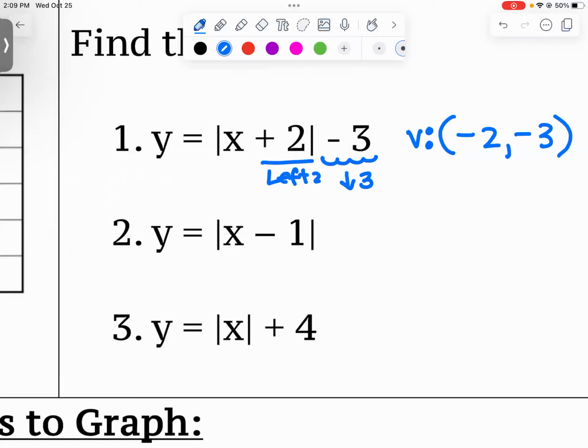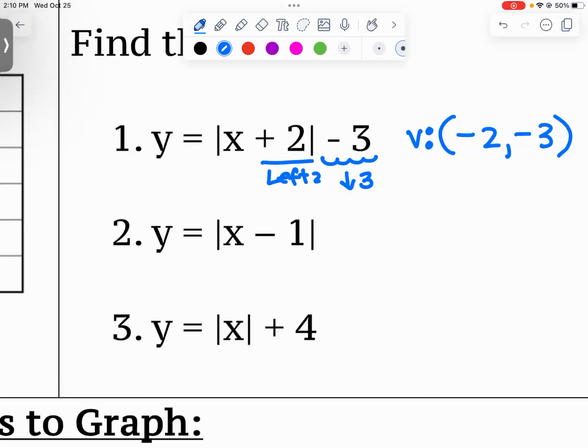Now, what about this? If x minus 1 is inside of our absolute value, what direction are we going? When we are inside the absolute value, it's going to be backwards from what we might think, because if I set x plus 2 equal to 0, I would get -2. It's backwards because of setting it equal to 0, the equation that we could do.